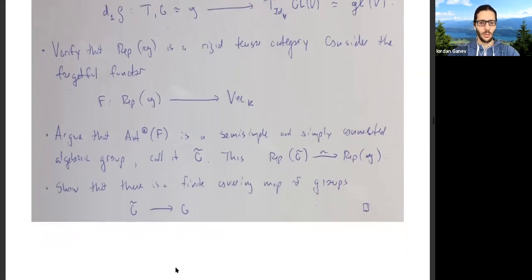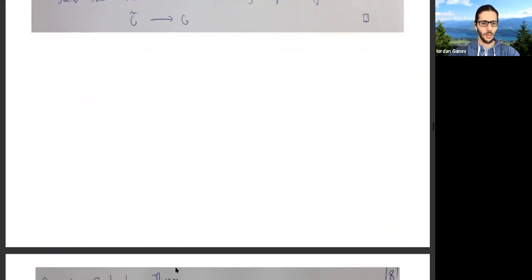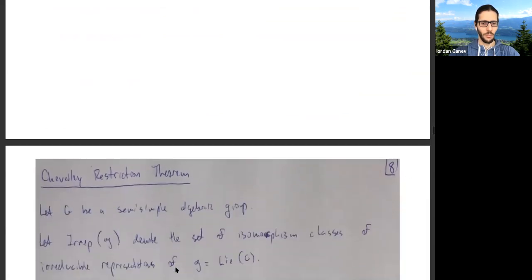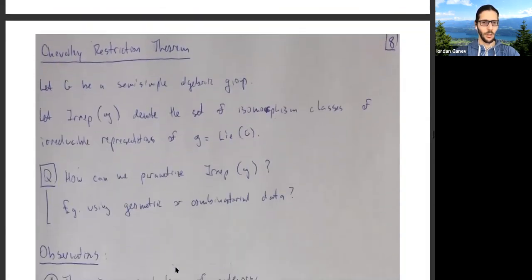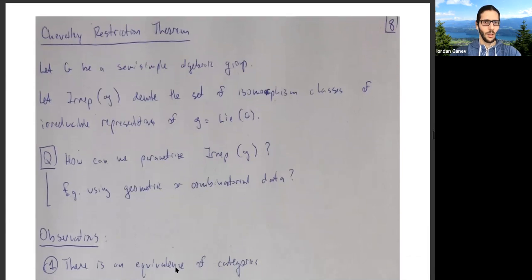All right. So the next topic I want to talk about is the Chevalley restriction theorem. Again, we're in the semi-simple setting here, and let's let A-Rep of g be my notation. This will denote the set of isomorphism classes of irreducible representations of the Lie algebra of our group.